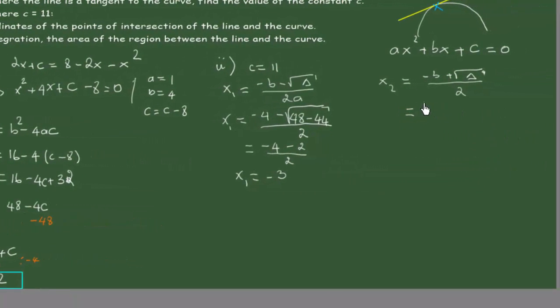And for the second one, we will have the same thing, but this time with the plus. So we don't need to do this whole process again. We will say it is equal to minus 4 plus 2 over 2. And this is going to be minus 1. And x2 here equals minus 1. So we can say the x coordinates are either minus 3 or minus 1. Or we can write it like this, x equals minus 3 or x equals minus 1.